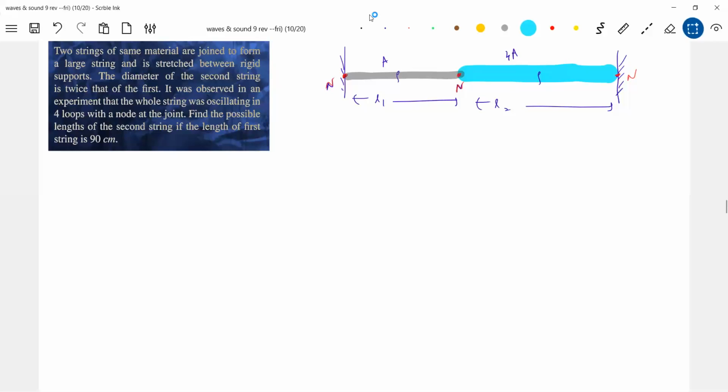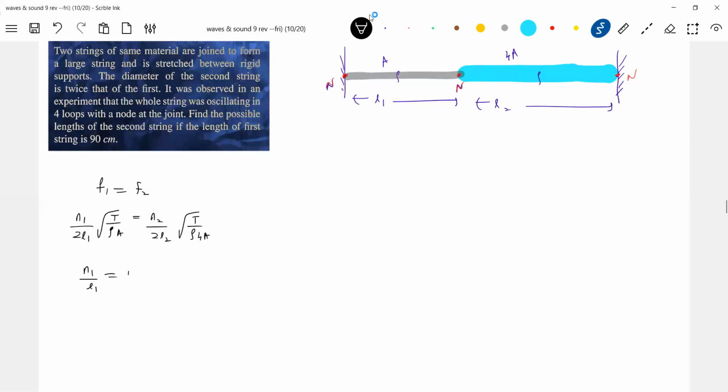Taking in the first string N1 loops and second string 4 minus N1, which I'll write as N2. N1 plus N2 should be 4. We'll make a general equation now. So these frequencies must be equal. F1 is equal to N1 by 2L1 root of T by rho into A, equal to N2 by 2L2 root of T by rho into 4A. So N1 by L1 equals N2 by 4L2, and we have N1 plus N2 is equal to 4.